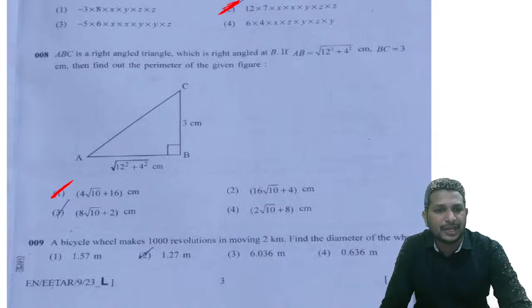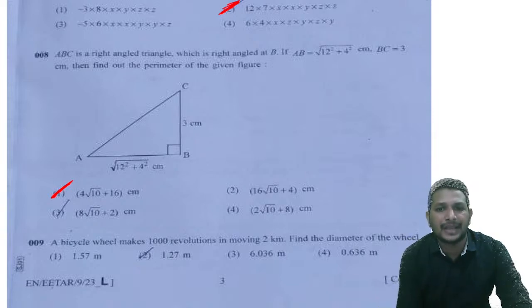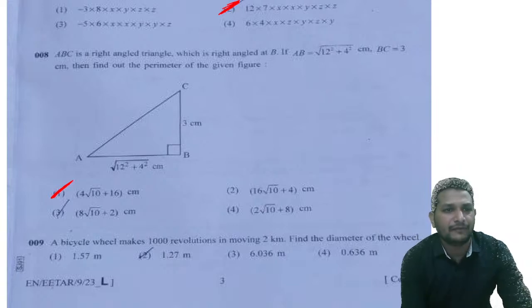Now let's see question number 9. A bicycle wheel is making 1000 revolutions in moving 2 kilometers. The bicycle is making 1000 revolutions on covering how much distance? 2 kilometers. They're asking to find the diameter of the wheel.